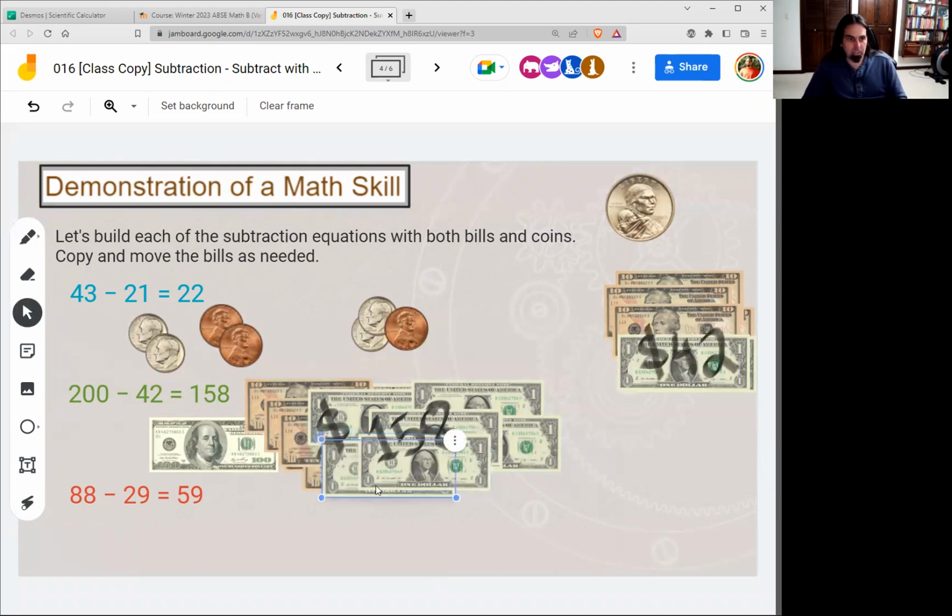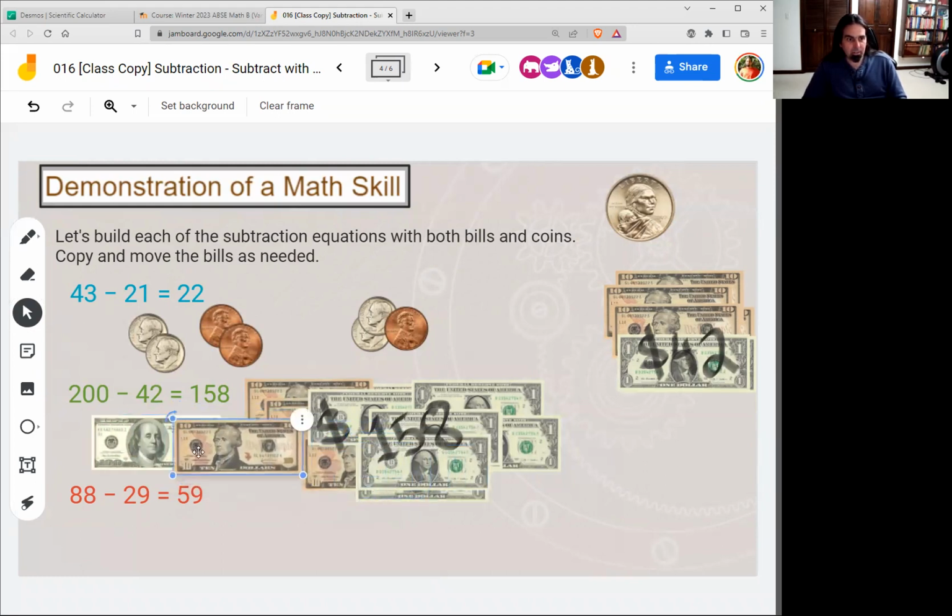It's a little sloppy that you can't quite see there's 50. Let me make that better. Okay, now you can see that there's 50.